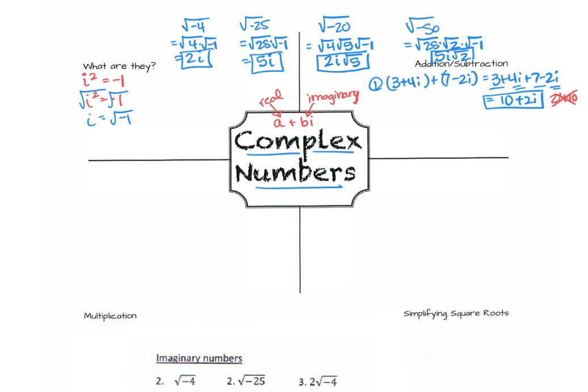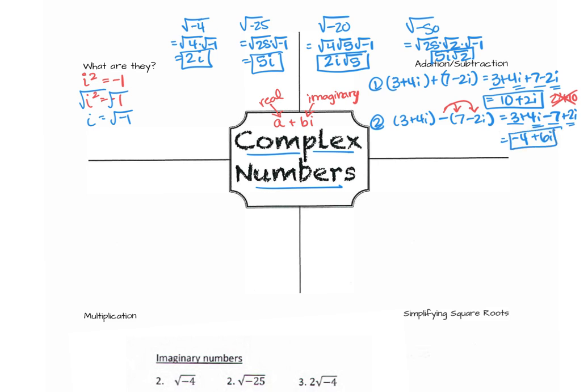Okay, so let's take a look at a subtraction problem. We'll do the same 3 + 4i. Let's now subtract the same 7 - 2i. So in this one, before I drop my parentheses, I need to make sure I distribute my negative. And this will give me 3 + 4i - 7 + 2i. And again, I'm going to combine the 3 and the 7, the 4i and the 2i, and this time I get -4, my real part, + 6i, my imaginary part.